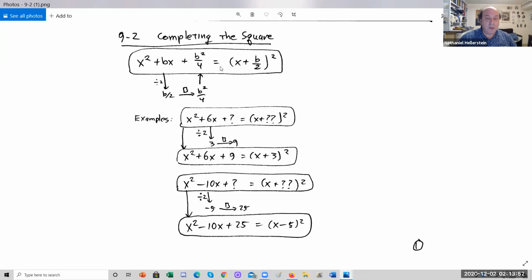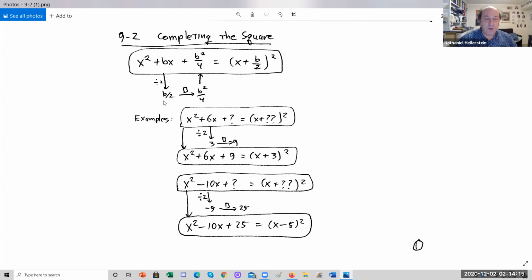We start off with this: x squared plus bx plus something equals the square of x plus something else. What's the something, and what's the something depending on the b? Well, the formula is very simple. The square of x plus b over 2 turns out to be x squared plus bx plus b squared over 4.